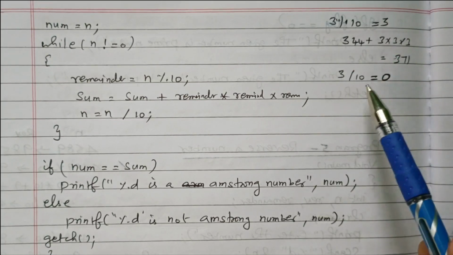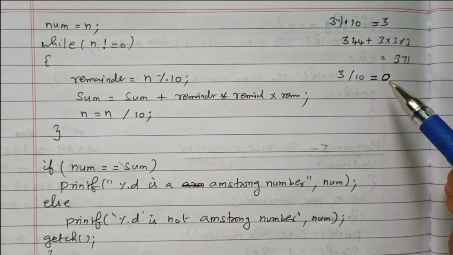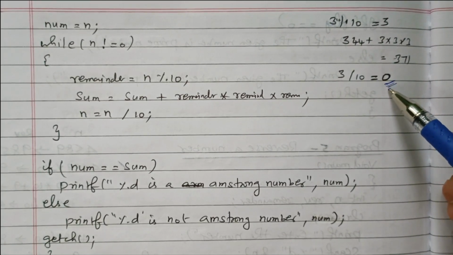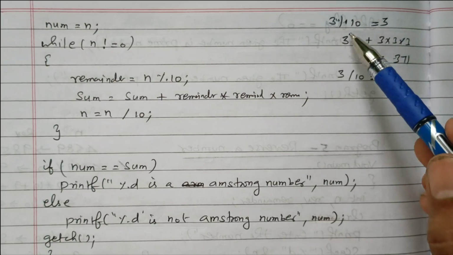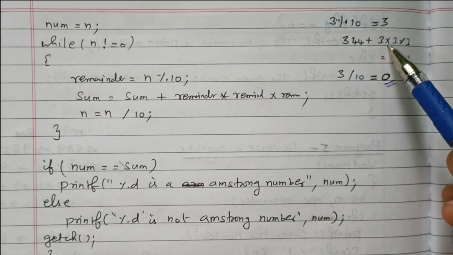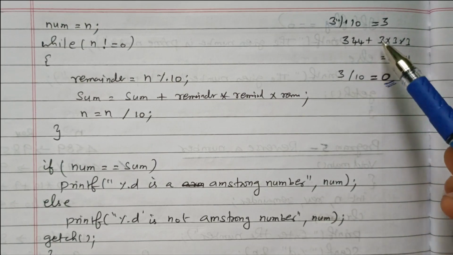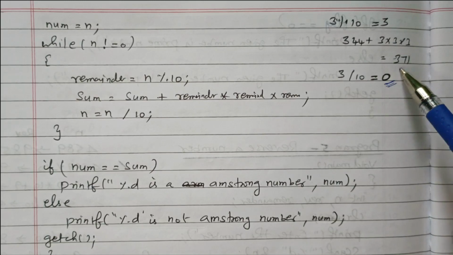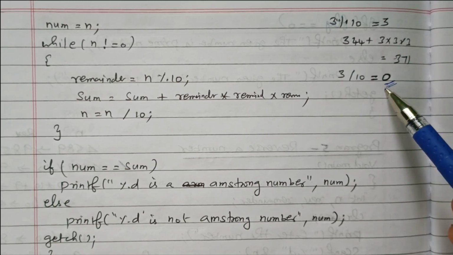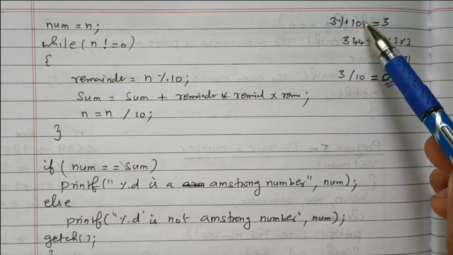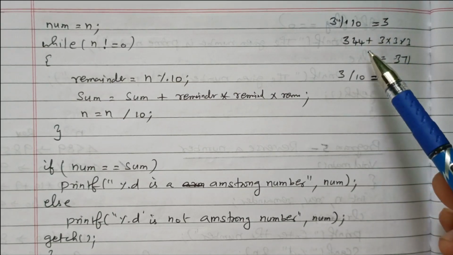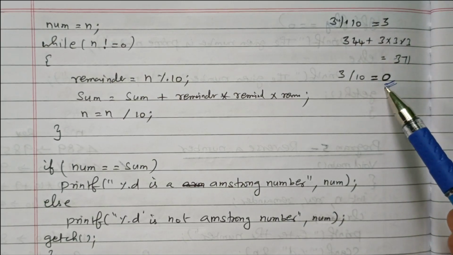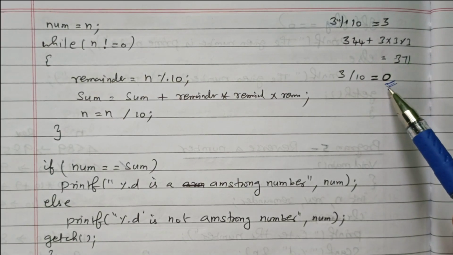Again we have to divide by 10. 3 divided by 10 is 0. Once 0 is reached, we can stop the process. So we repeat these three steps: modulo division by 10, adding the cube, then dividing by 10. The process is repeated until it reaches the value 0. When the number reaches 0 while dividing, we can stop the process. Now we'll see the program.